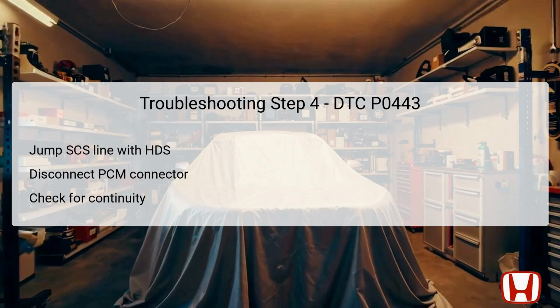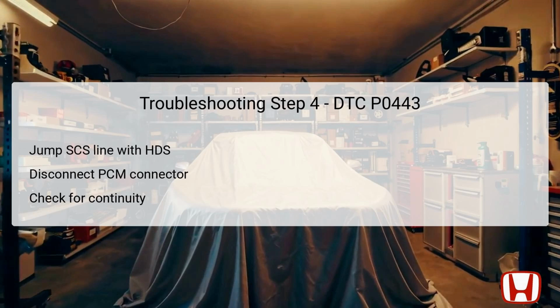For the fourth troubleshooting step, you will be checking for any shorts in the PCS line. Begin by jumping the SCS line using the Honda Diagnostic System, HDS, and wait for more than 1 minute for any readings. Next, disconnect the connector from the PCM, which is the powertrain control module.